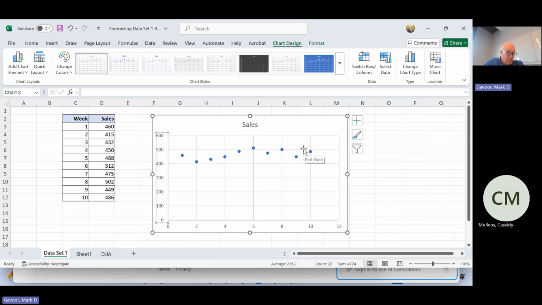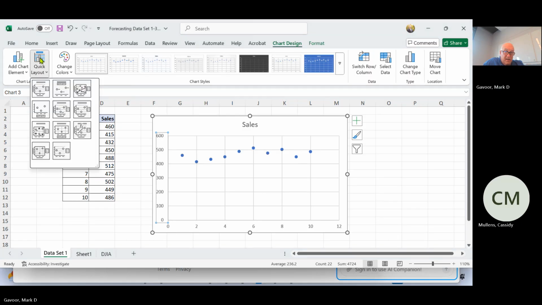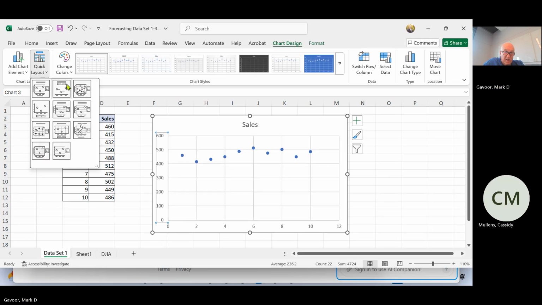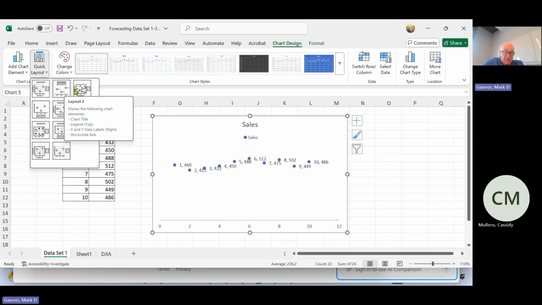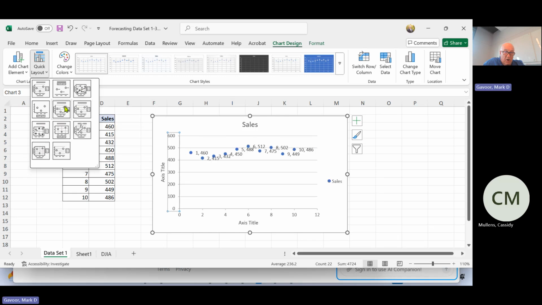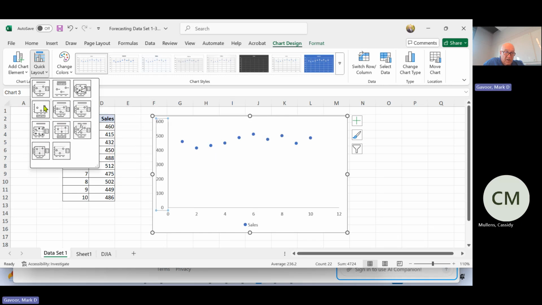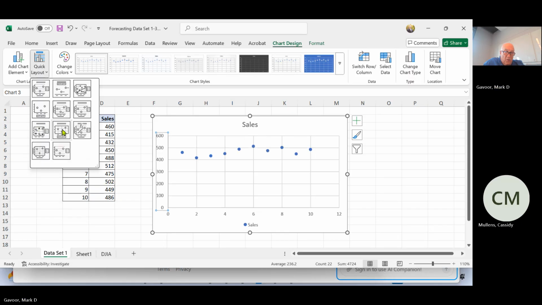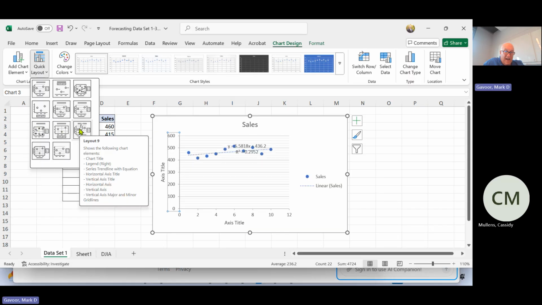It's not a class on regression. It's not a full class on forecasting. So let's use the shortcut. So see where it says quick layout? There's all kinds of different layouts I could use. And it takes you through the layouts. And if you don't remember which one to use, I know because I do it all the time. The one that works is the one that says FX.